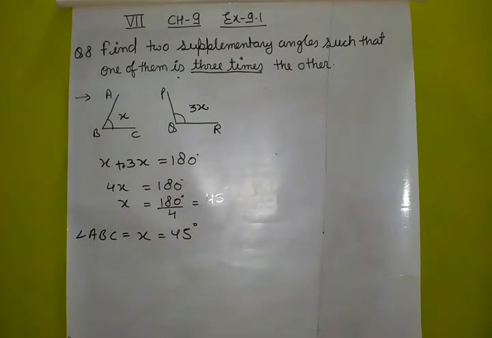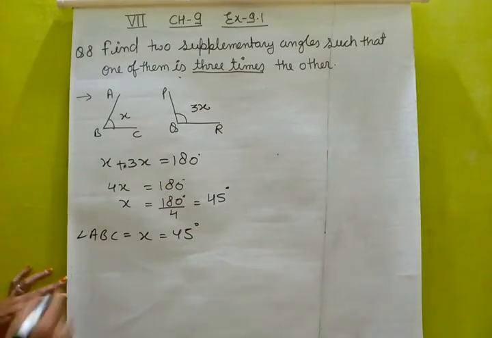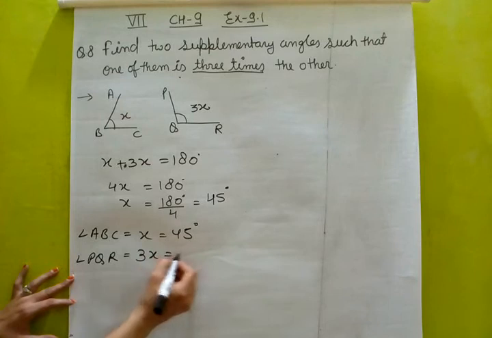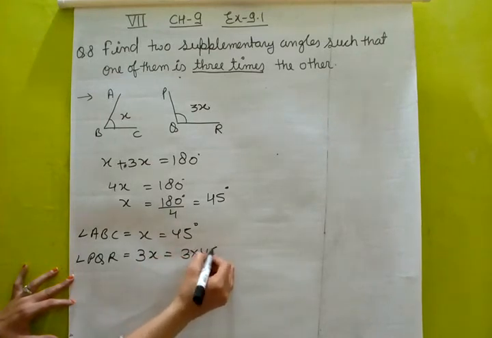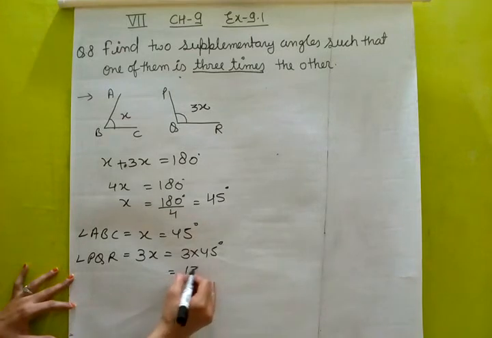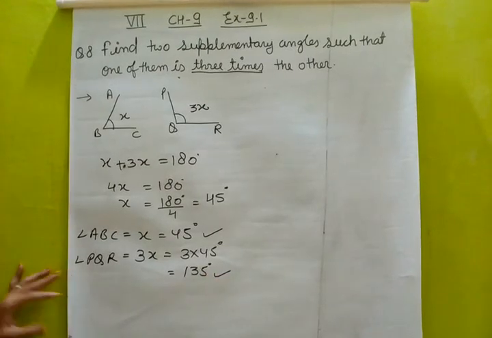Now students, angle PQR will be equal to 3x, meaning 3 multiplied by 45 degrees. When you multiply 3 and 45, it will be 135 degrees. So one angle is 45 and another angle is 135.